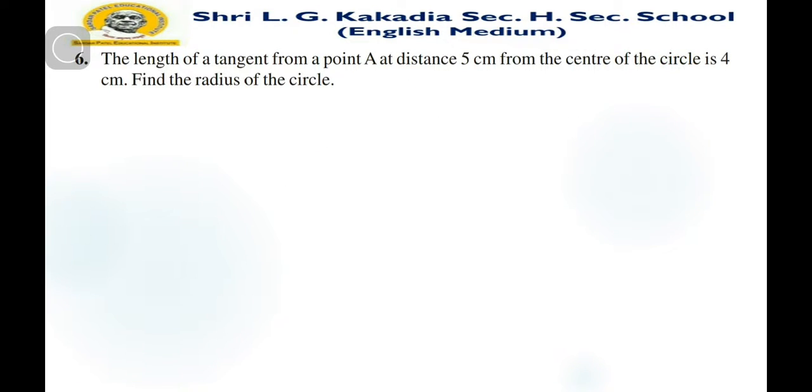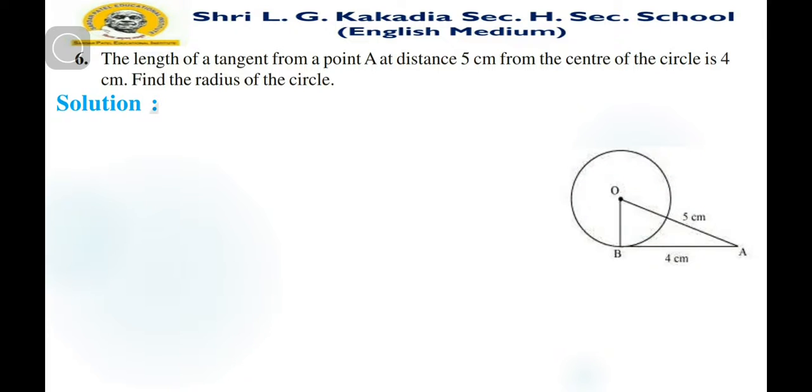Question number 6. The length of a tangent from a point A at distance 5 cm from the center of the circle is 4 cm. Find the radius of the circle. So here by the given problem we can draw such a figure. As you can see here, the length of the tangent and the distance from its center is 5 centimeter, and the tangent is given as 4 centimeter. We want to find this.